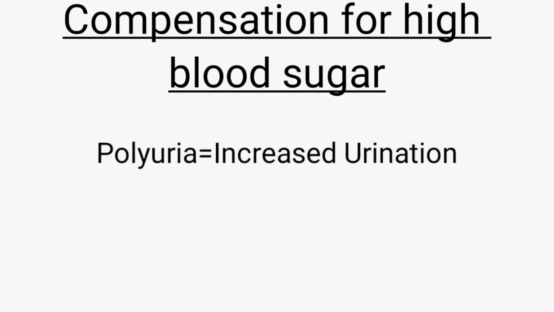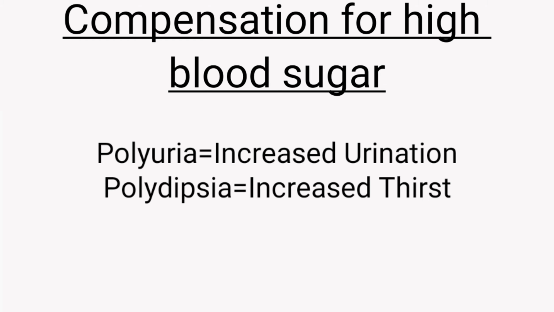The next is that since the body is pushing that glucose out of the blood into the bladder so that it can be urinated out, water is going to follow with that sugar, which means that you need to replace that water, which is known as polydipsia, or essentially an increase in thirst, which causes you to drink more, which causes you to urinate more.